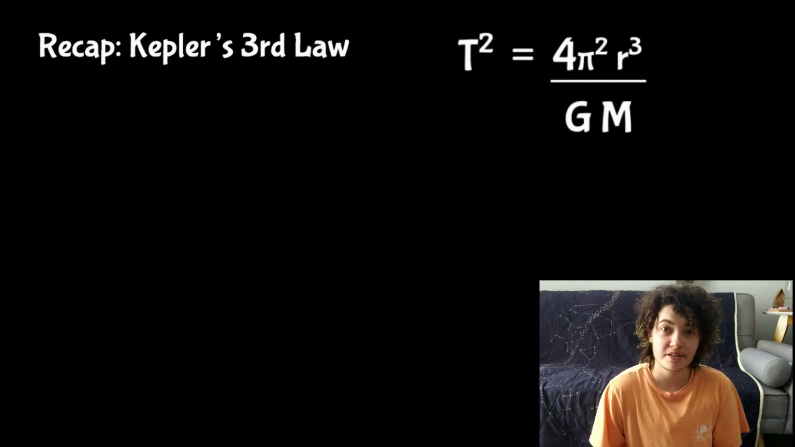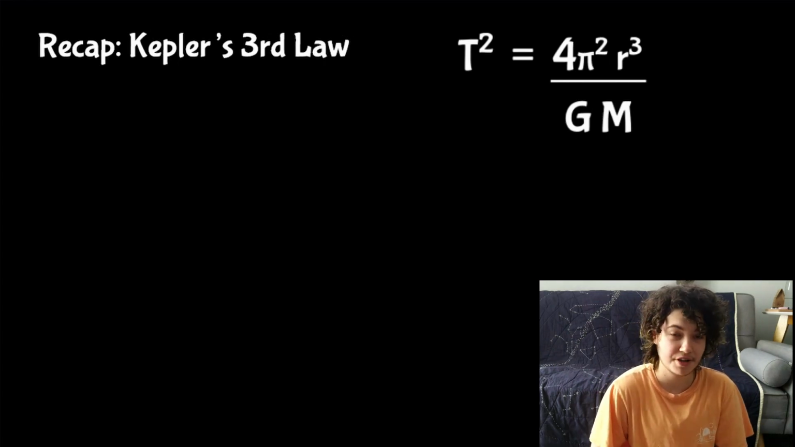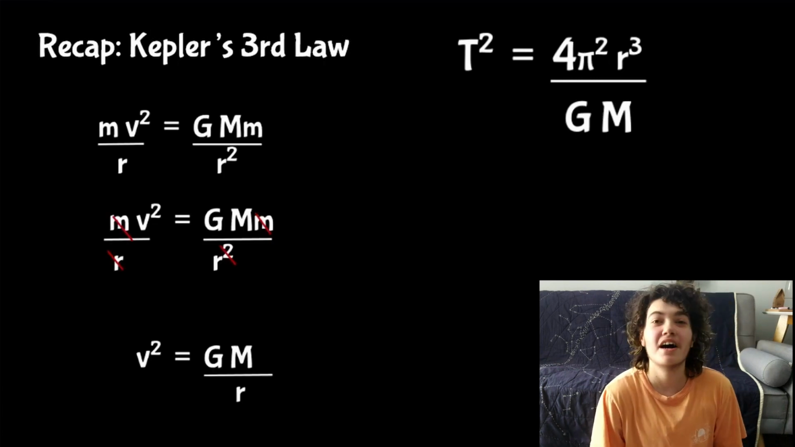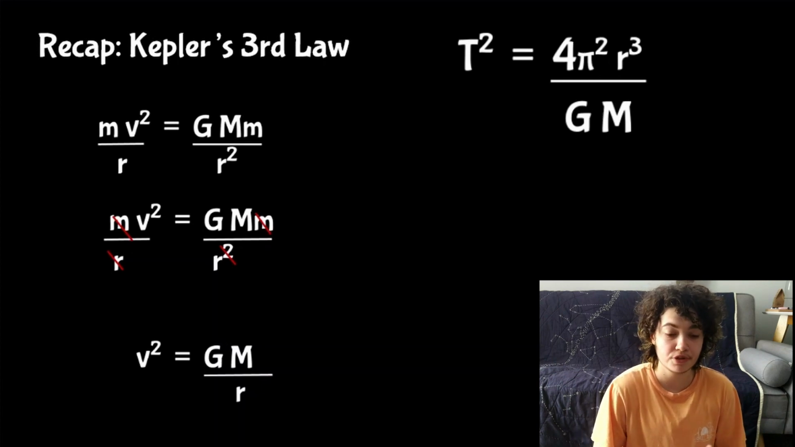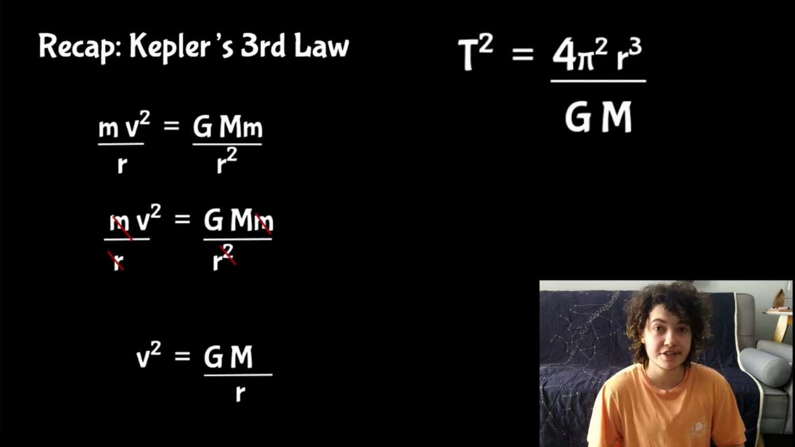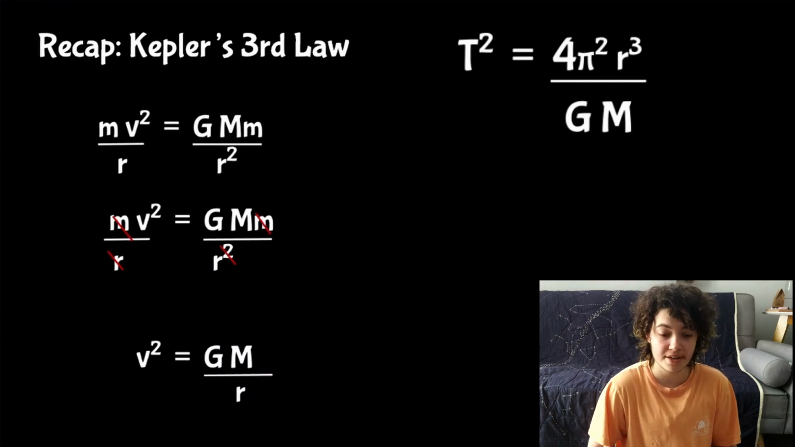The way we came to this conclusion was very simple. I'm just going to very quickly speed run it. We equated two forces. That's the circular motion force, so the centripetal force, mv squared over r, with the gravitational force, GMm over r squared. And then we cancelled out some terms and rearranged to get v squared equals GM over r.